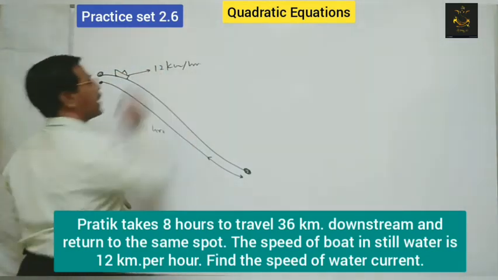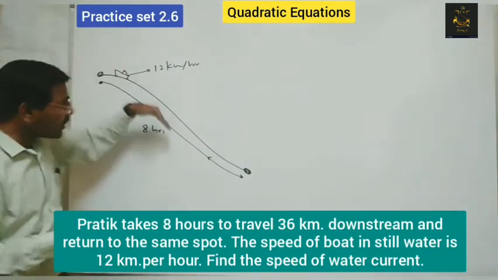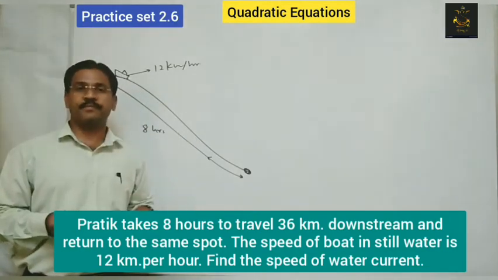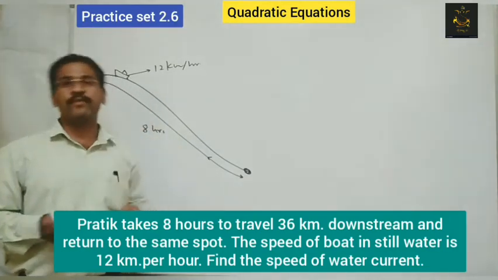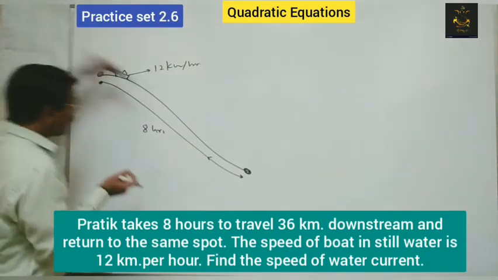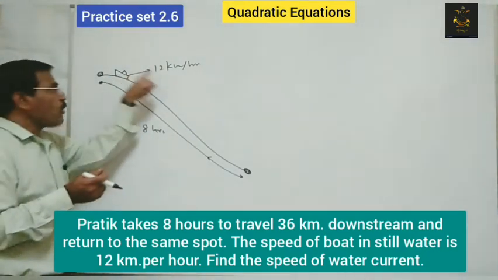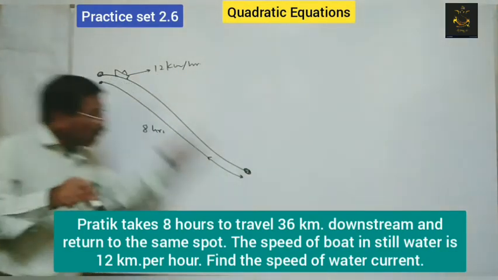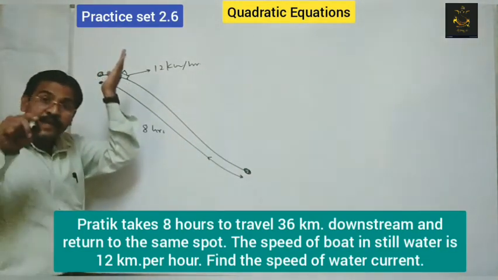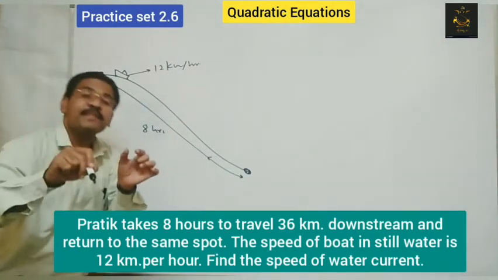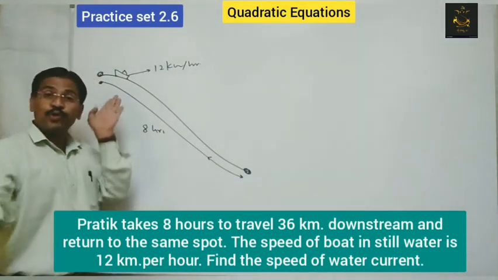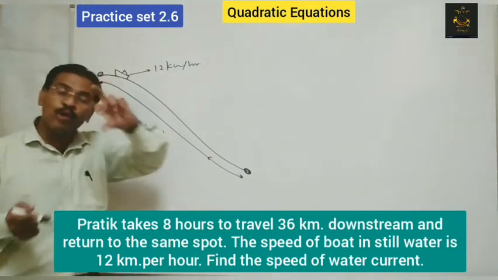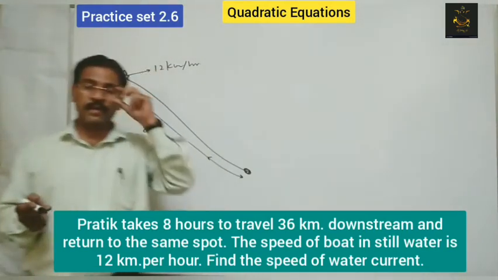10 kilometers per hour. But here, there is also some water current, and the speed of that water current is what we have to find. Look here, if it is downstream, this boat gets 12 plus the speed of water current. And when it comes upstream, at that time it is 12 minus the speed of water current. So their sum is what? 8 hours. It means we need both forms in terms of time.